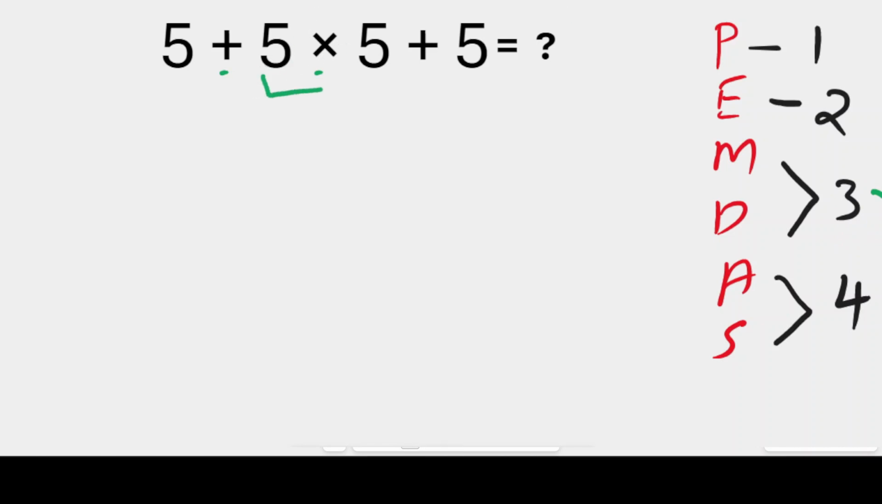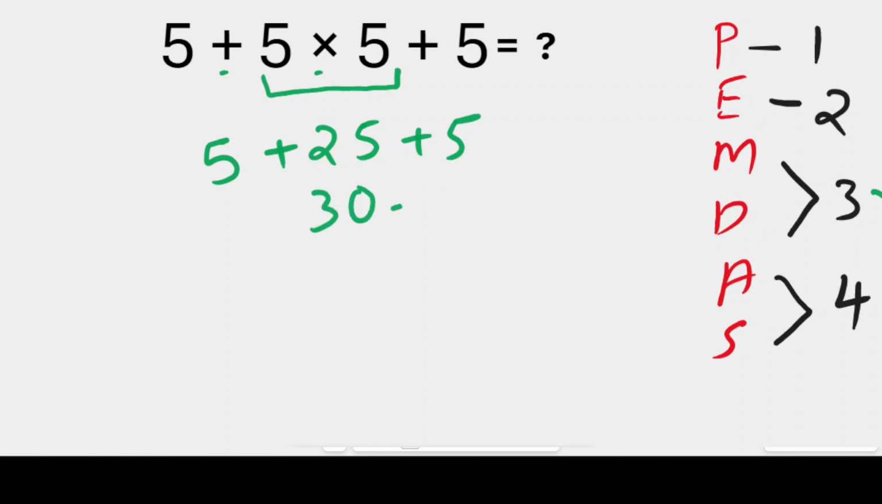So 5 into 5 we will get 25, plus 5. 5 plus 25 plus 5. 5 plus 25 we will get 30, plus 5 is equal to 35. So 35 is the right answer here.